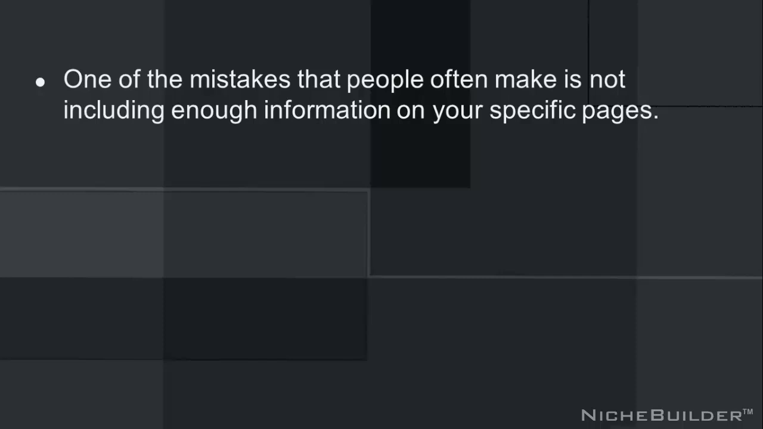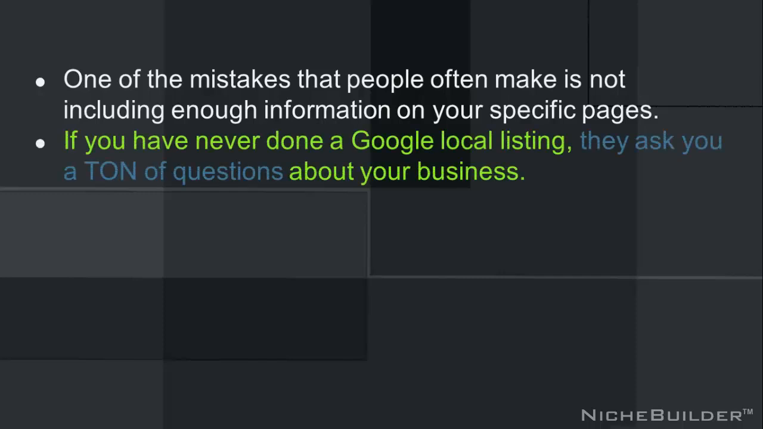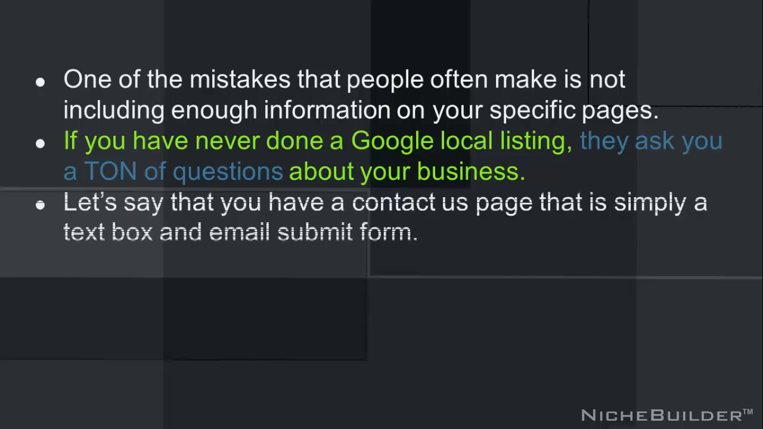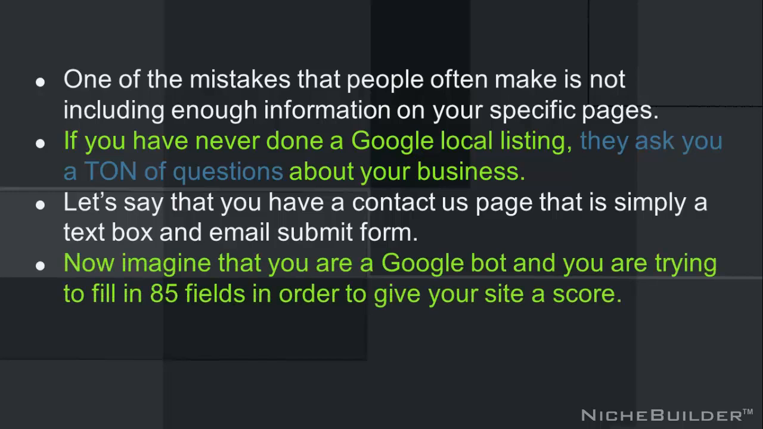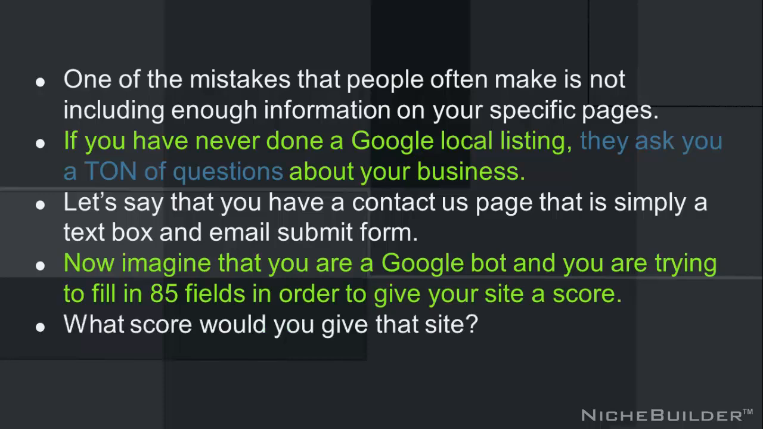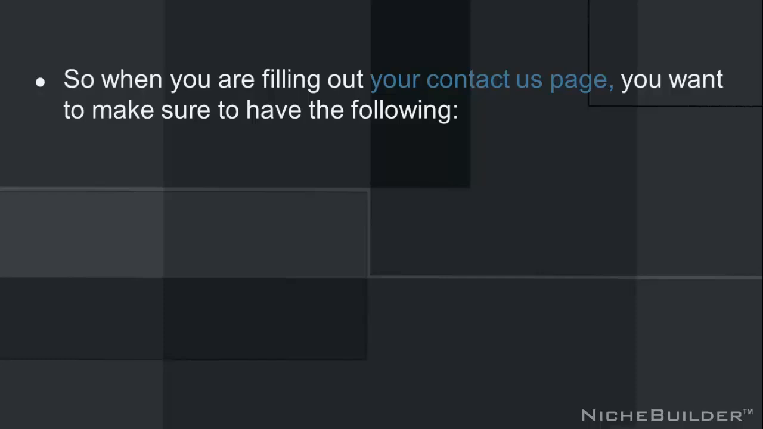One of the mistakes that people often make is not including enough information on your specific pages. If you've ever done a Google local listing, they ask you a ton of questions about your business. So let's say that you have a Contact Us page that is simply a text box and email submit button. Now imagine that you're a Googlebot and you're trying to fill in 85 fields in order to give your site a score. Well, what score would you give a site that just has an email and submit? So when you're filling out your Contact Us page, you want to make sure you have the following.